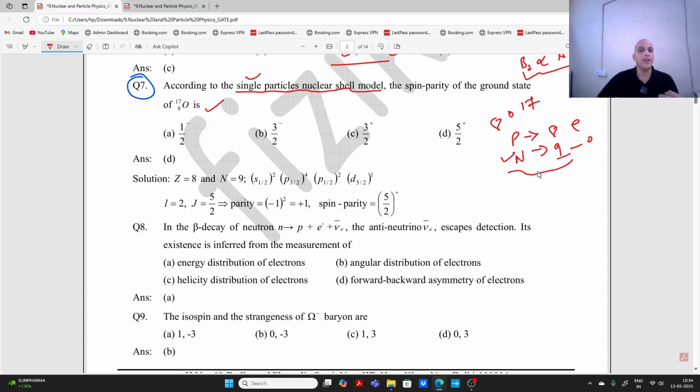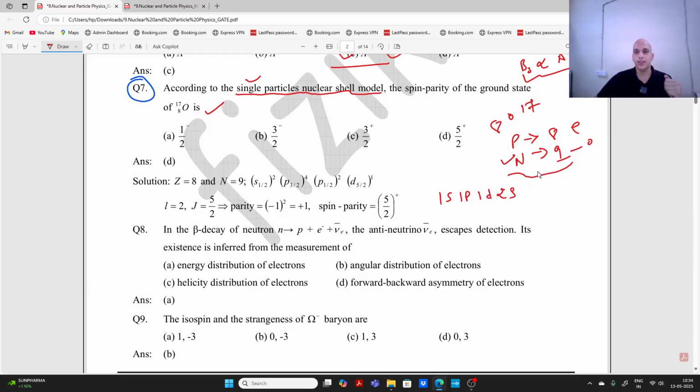So we have to write down the configuration up to 9. So again the same sequence, 1s, 1p, 1d, 2s. I think I will write 1s 1 by 2 power 2, right?